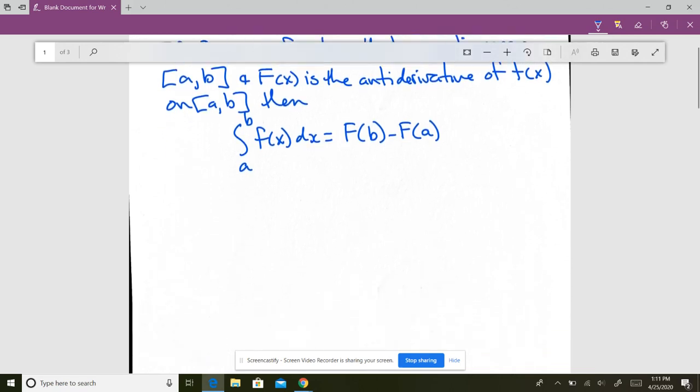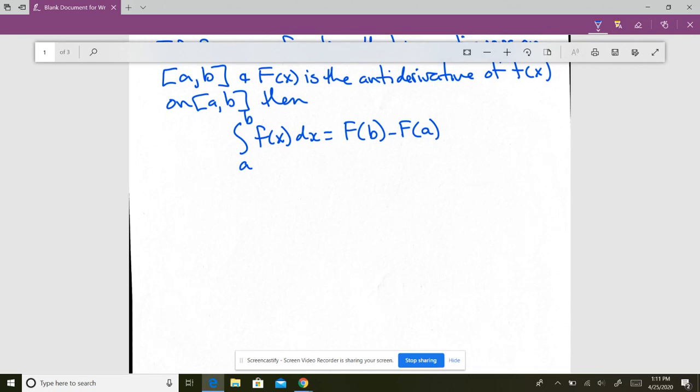So instead of doing rectangles to find the area under the curve, this is the shortcut. I shouldn't say shortcut. This is a faster way to do it. So a couple of things that we have to talk about first before we get into it. You will see some new type of notation.